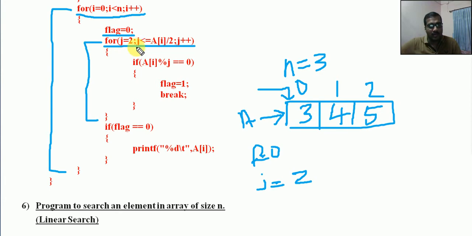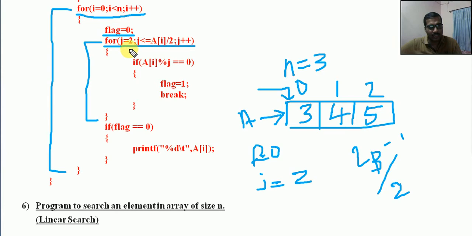Okay, now j less than equal to, see, first value 2. Now j less than equal to a of i. Now a of i is 3. 3 divided by 2 means it will get 2 and remainder 1. So 3 just divided by 2 will get 2. 3 modulus 2 will get 1. So 3 divided by 2 will get 2. So here we will be getting 2.